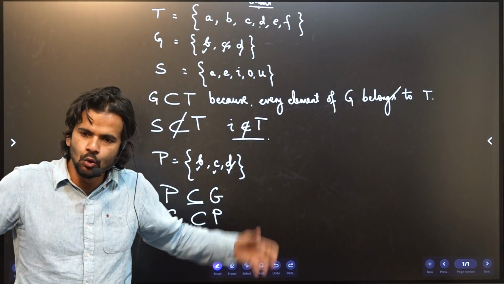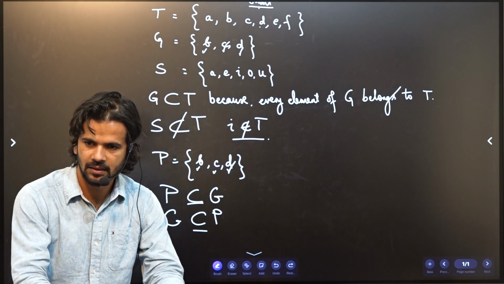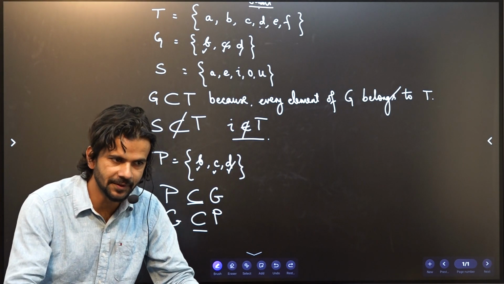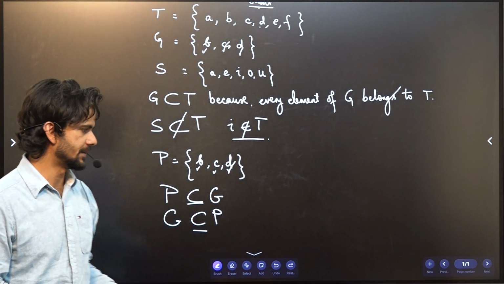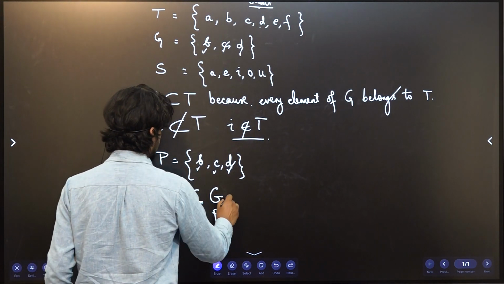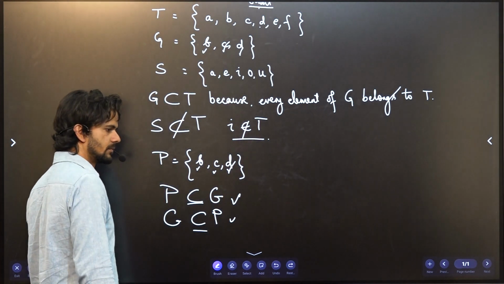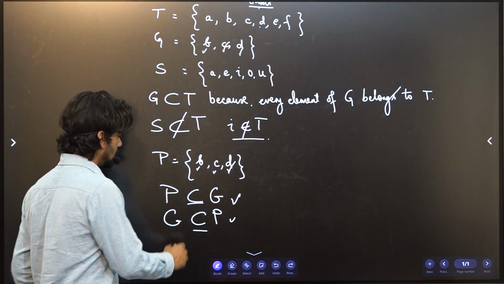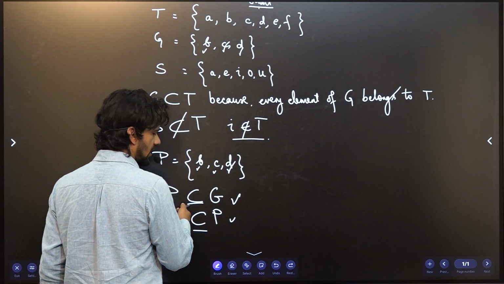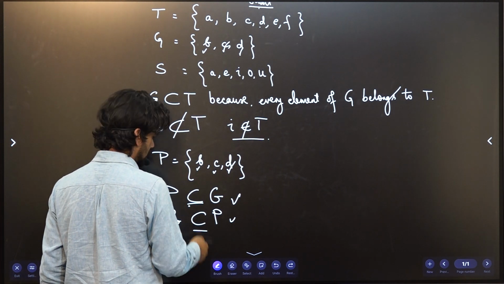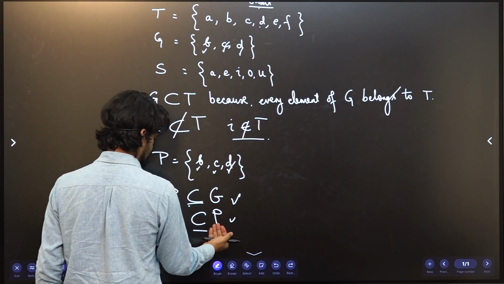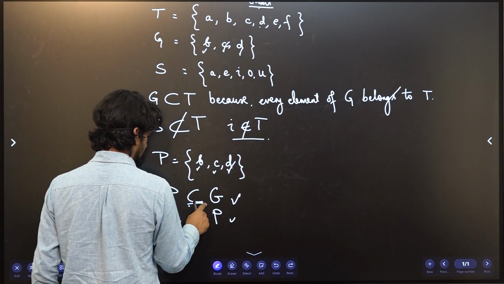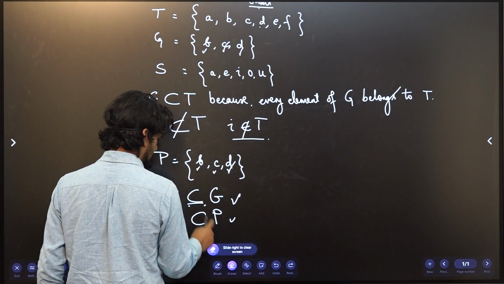Proper means completely inside, not equal; there is an extra element. All right, subset. So P is a subset of G. For the moment, let's remove this. I'm not talking about proper subsets now, we will talk about it later.